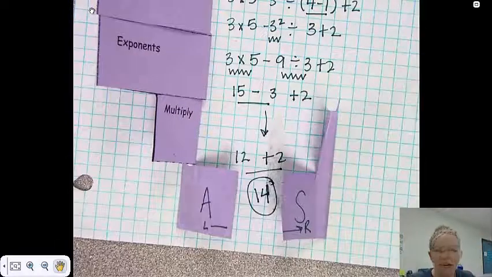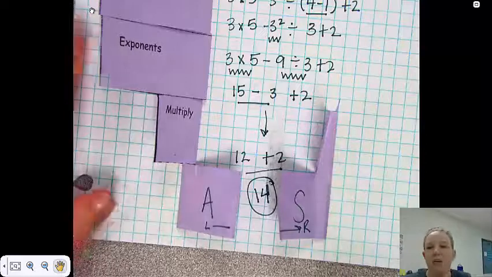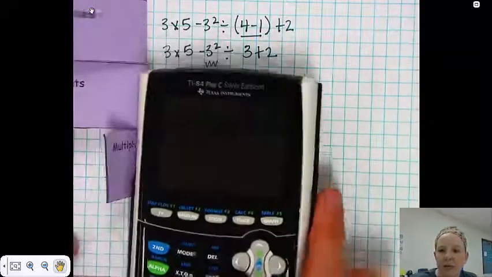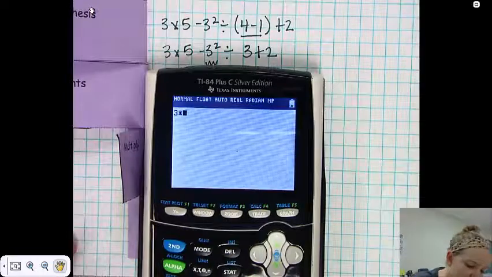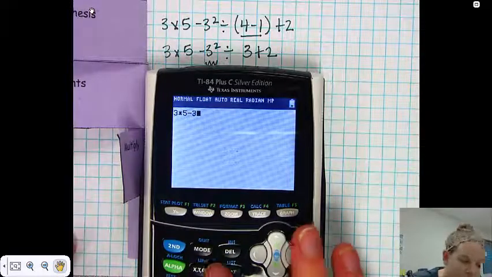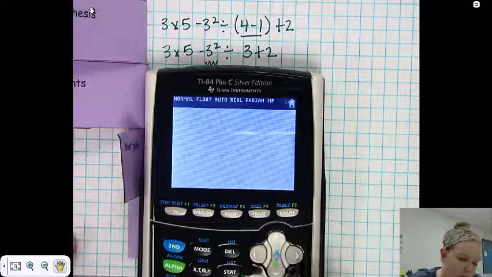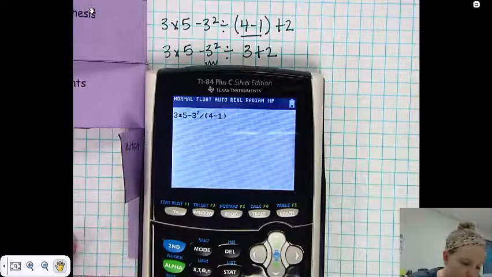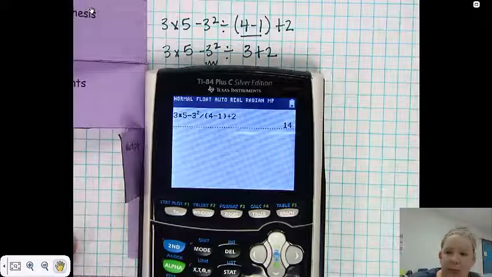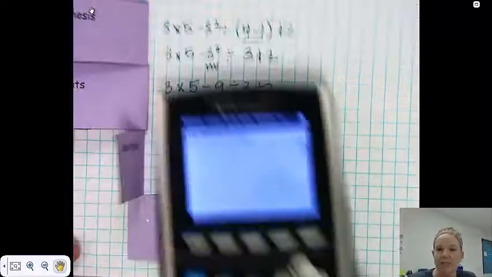Now, we can put this in our calculator and check as long as we put it in exactly the way that it appears. Okay, so I'm going to do 3 times 5 minus 3 squared divided by 4 minus 1 plus 2. And I end up with 14. Awesome.